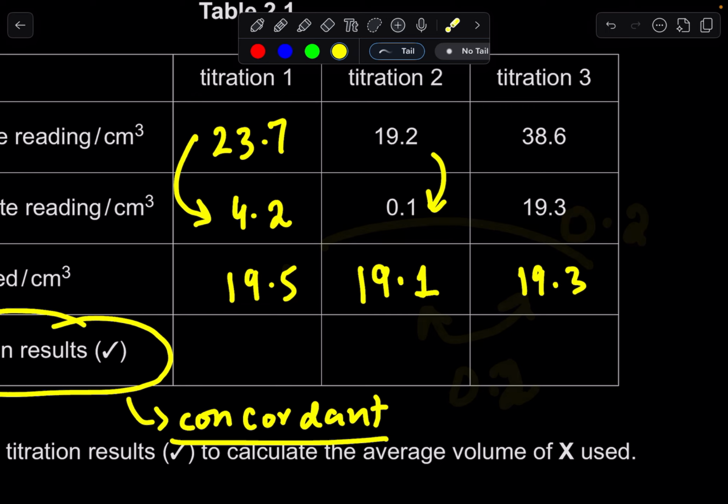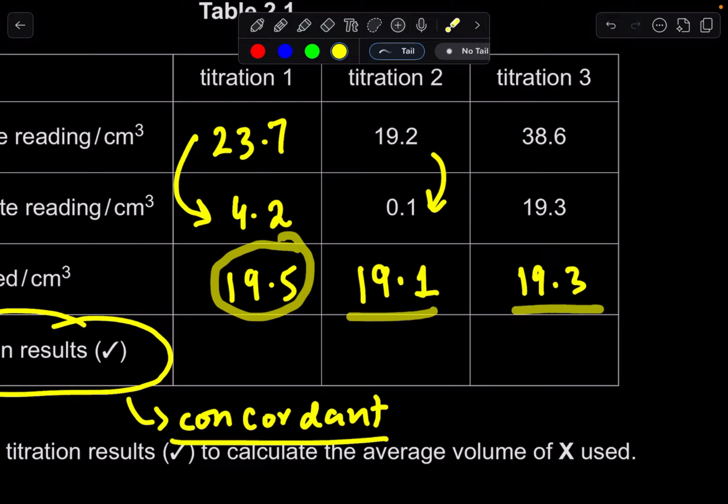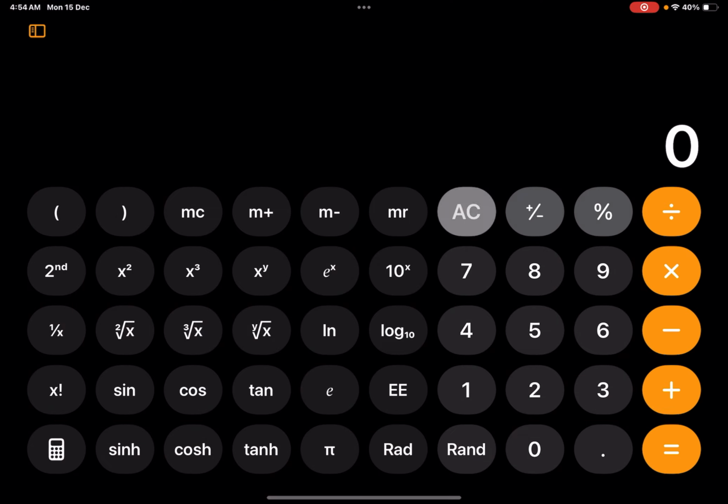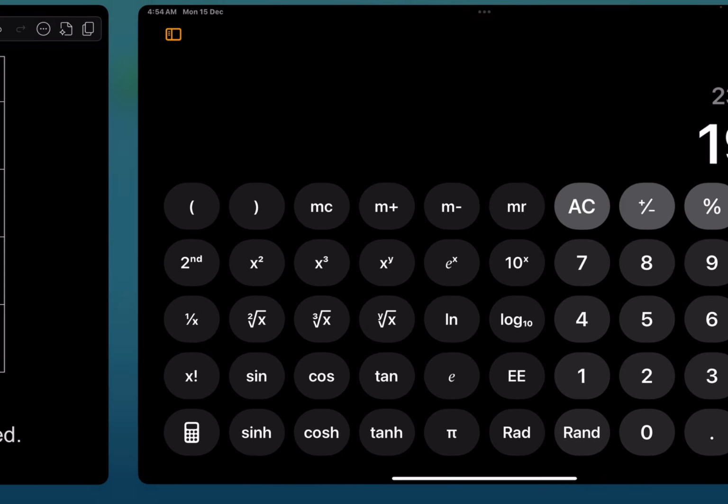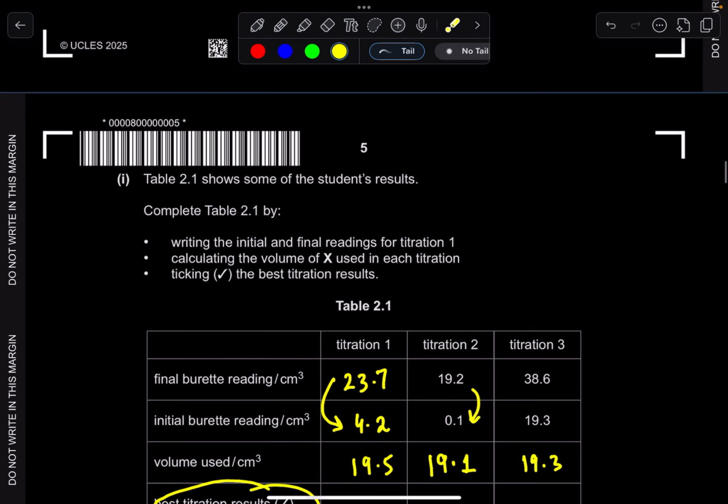So which results do we take as the best results? It's not possible that we get the same difference, because I know it's not possible. So I guess I have made a mistake in calculating. I'm going to calculate this again. 23.7 minus 4.2, and that gives me 19.5. Now let's check what mistake I'm making.